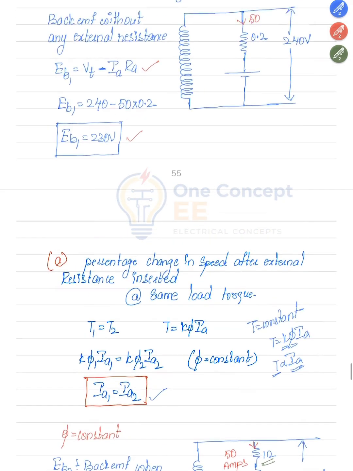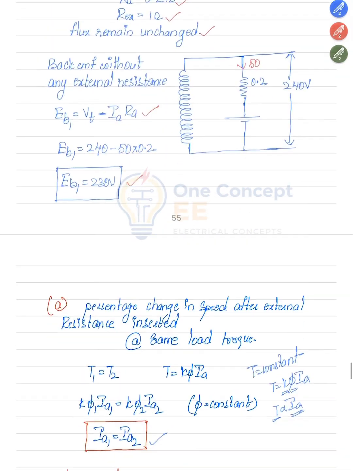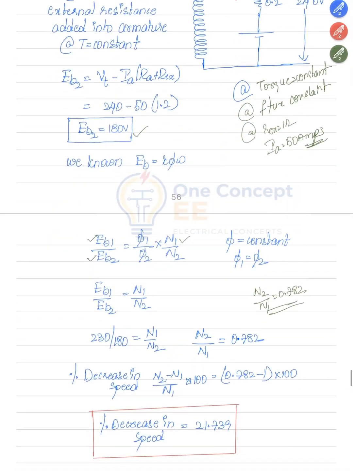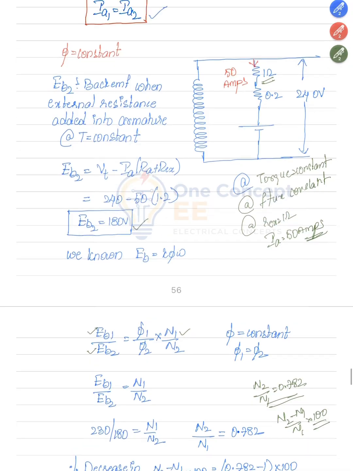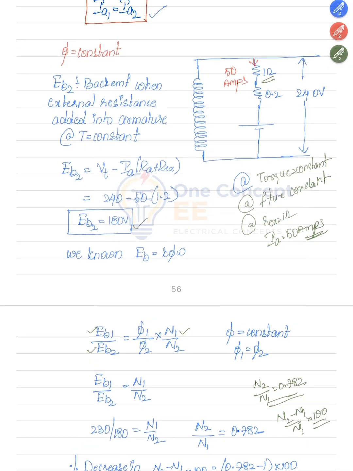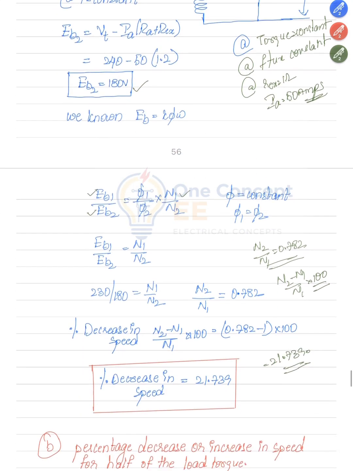Here they are asking for the percentage increase or decrease. Means we need to find N2 minus N1 by N1 into 100. Here it is minus 21.739. Means by adding an external resistance of 1 ohm, and torque kept constant, your speed will reduce by a percentage of 21.73%.